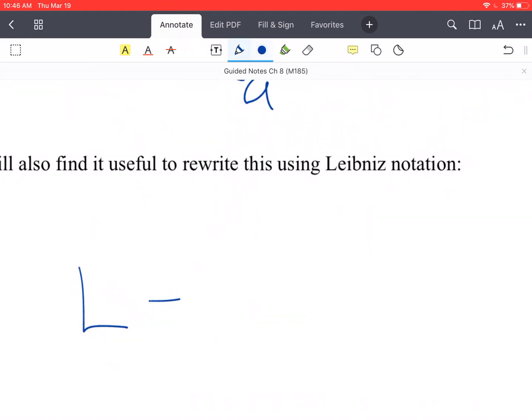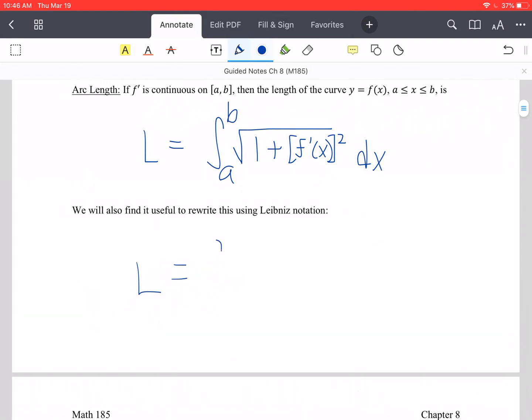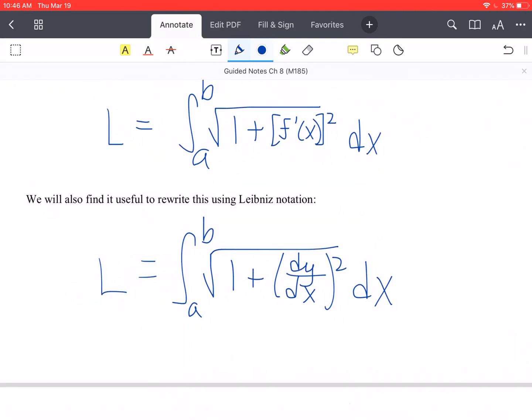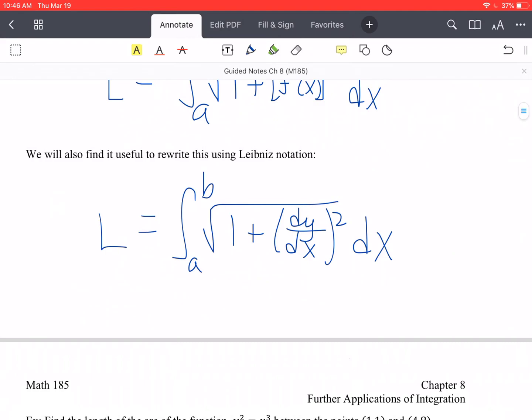Now, oftentimes you'll see it is useful for us to write this in Leibniz notation. It doesn't change anything about how we solve this. We're just going to put it in slightly different notation. So instead of f prime of x, we're going to use dy dx squared dx. Because oftentimes we're going to be working with different variables. So sometimes we'll work in terms of x, sometimes in terms of y. So this makes it a little easier to identify the variables that we're working with, both input and output.